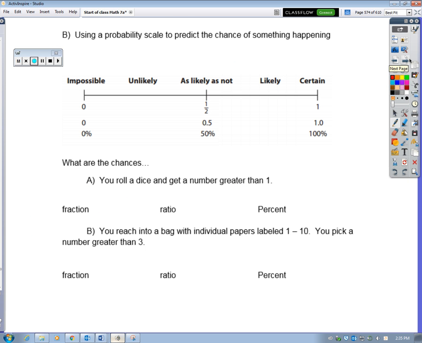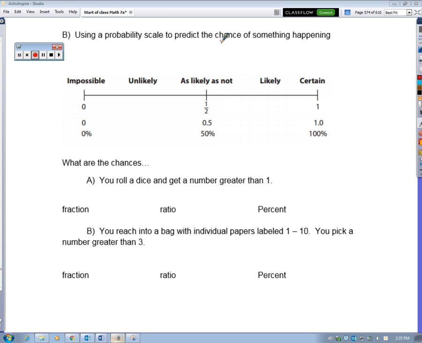What we also have is a probability scale to predict the chance of something happening. Okay, so we have these words here, like it goes from impossible, which is a 0% chance of getting anything, all the way to certain, which is a 100% chance of something happening. Okay, so let's take a look at a situation and we will see where it's going to fall on this scale. So what are the chances you roll a dice and get a number greater than 1?